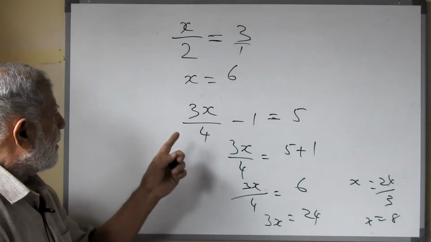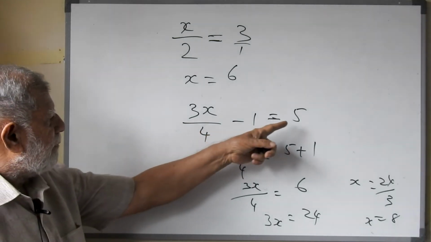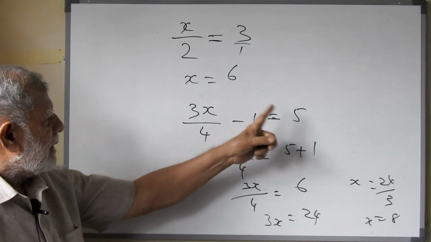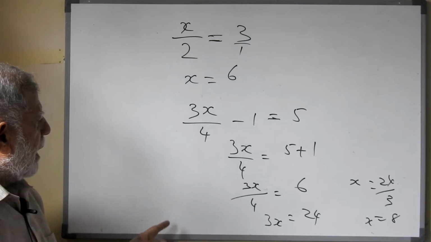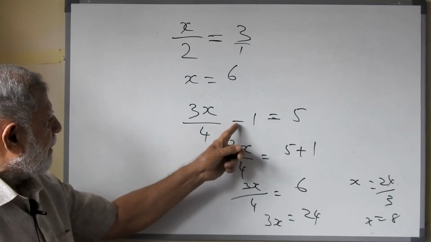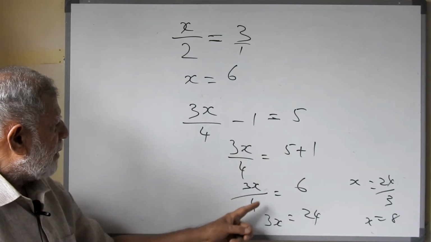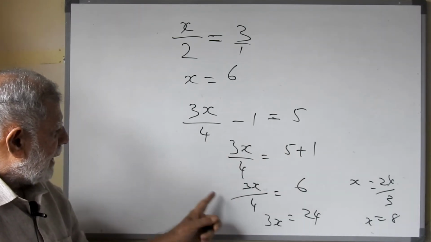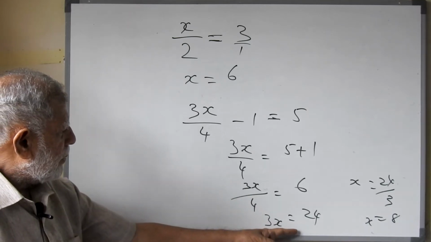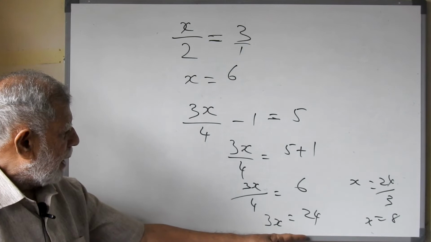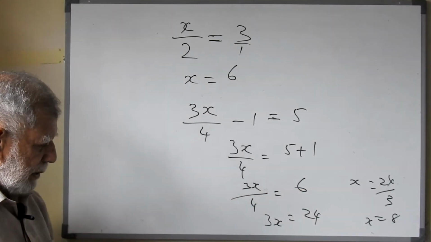So, look at this one carefully. 3x upon 4 minus 1 is 5. Bring the minus 1 to that side to arrange numbers and unknowns on different sides. So, 3x upon 4 is equal to 5 plus 1. Minus 1 becomes 5 plus 1. So, 3x upon 4 is equal to 6. So, cross multiplying, 3x into 1, 3x equals 4 into 6, 24. 3x equals 24, x is equal to 24 upon 3, x equals 8.